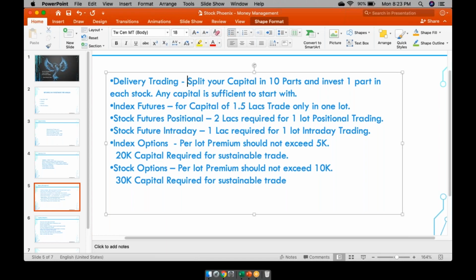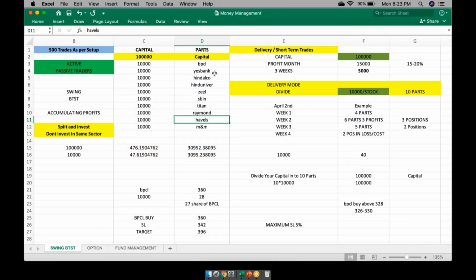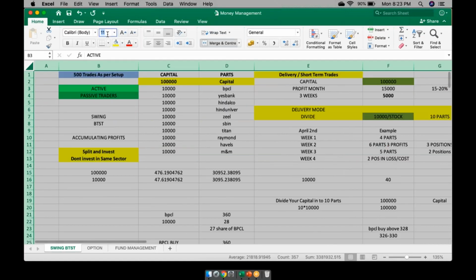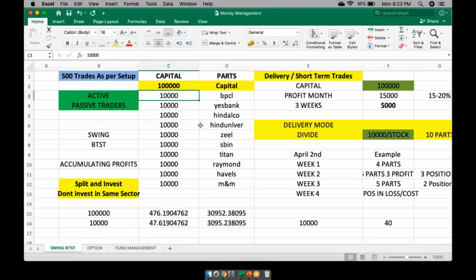If you are trading with 20,000 rupees, dividing the capital into 10 parts will not be a good proportion. There you divide into 4 parts. Any capital above 50,000, divide the capital into 10 parts and start investing. To understand more clearly, just a minute. So assume that your capital is 1 lakh rupees.